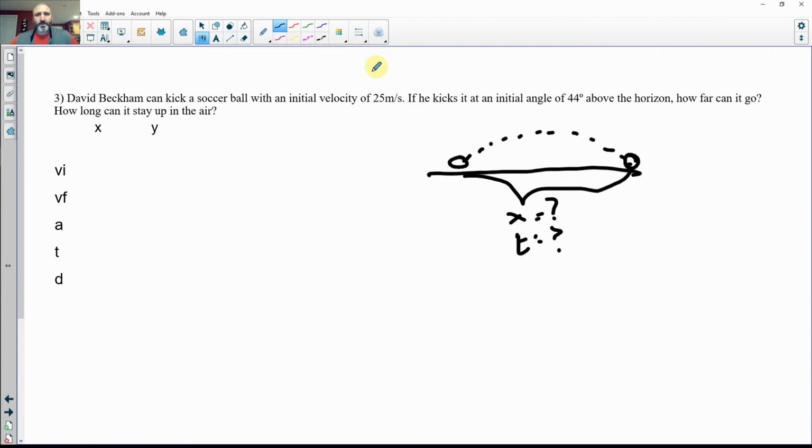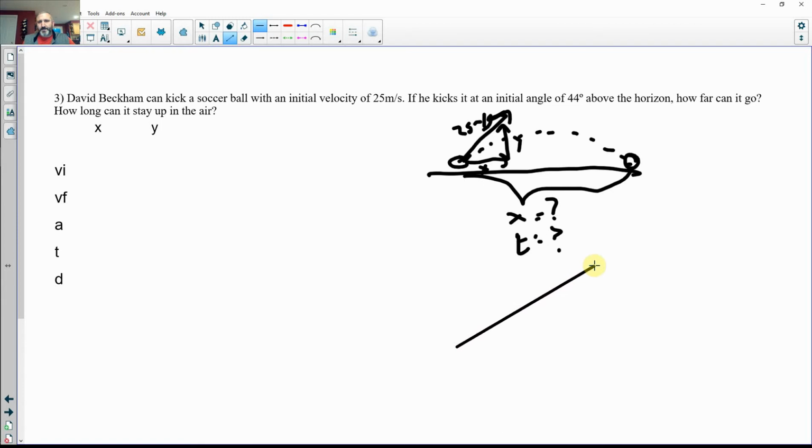Okay, so we know the initial velocity is 25 meters per second. However, that doesn't go in VI. That is neither VI in the x nor VI in the y, because that is 25 meters per second in both. In other words, part of that 25 is going in the x, part of that 25 is going in the y. So we have to do a little bit of trig to figure this out, and I'm going to try and make a slightly cleaner triangle for us here.